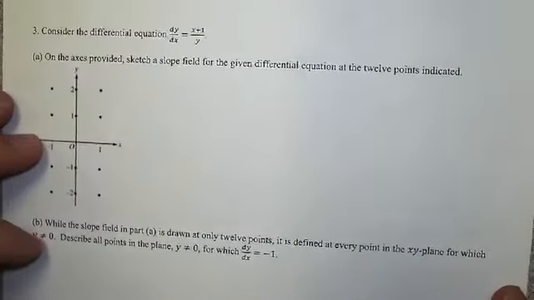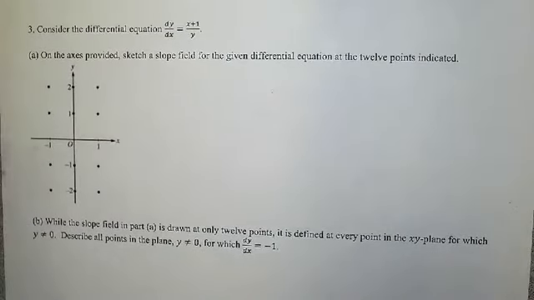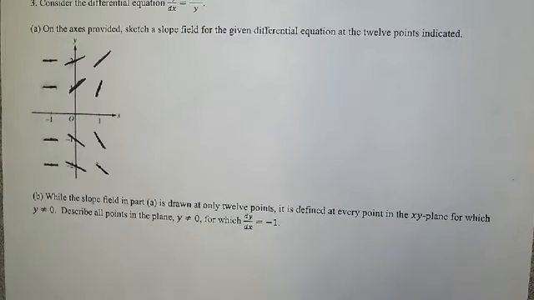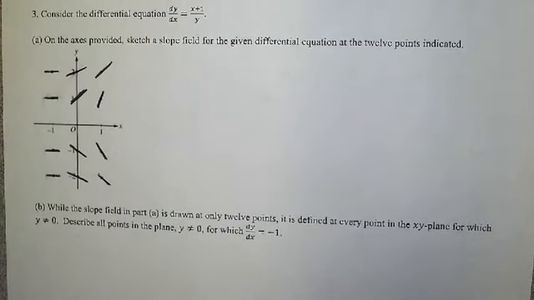We're going to consider the differential equation dy dx is x plus 1 over y. We're going to sketch the slope field for the given differential equation at the 12 points indicated. I'm going to just pause the recording of this so I can put these on. I don't think you need me to show you the computations. And so here you have it. Anywhere where x was negative 1, the slope was 0. That was kind of nice because x plus 1 over y. And then I just filled in the rest of them. I think you could probably do that yourself.